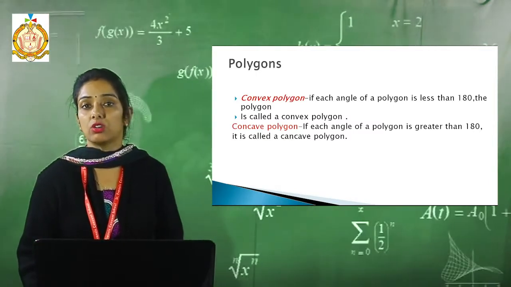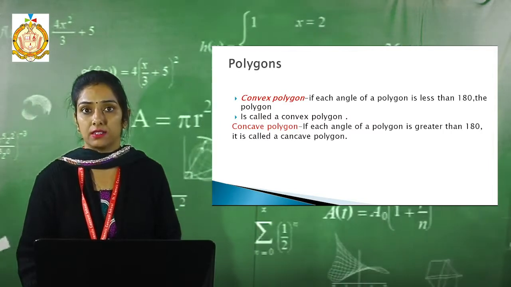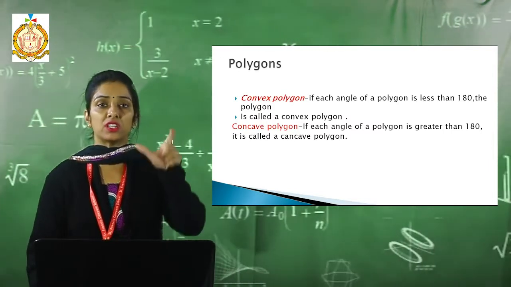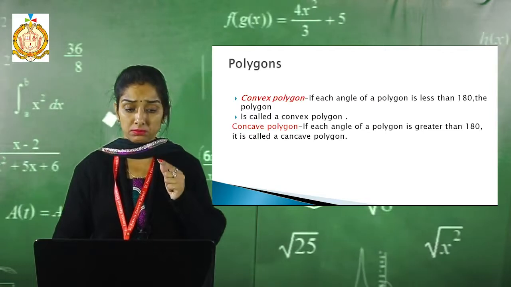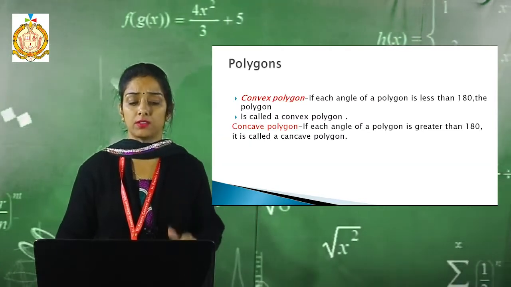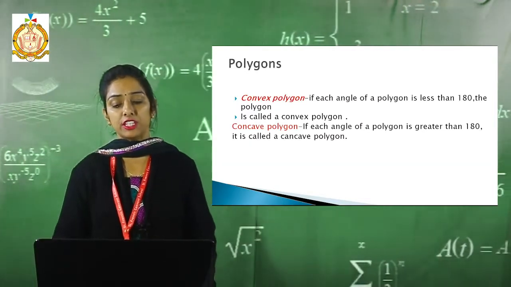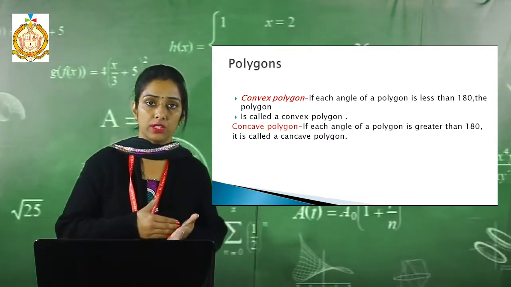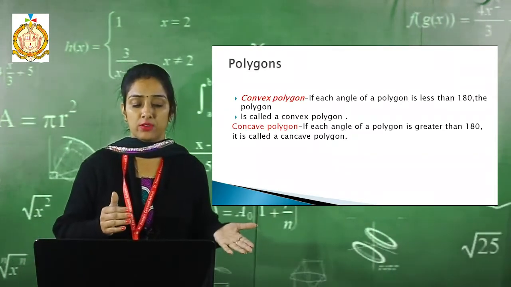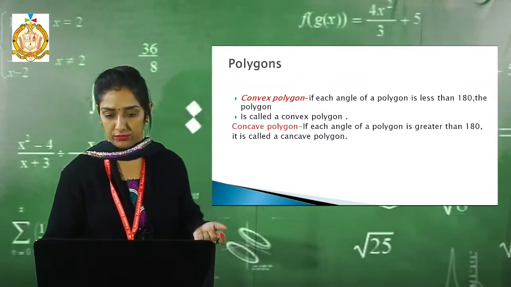If each angle of a polygon is less than 180, this polygon is called a convex polygon, and if an angle of the polygon is greater than 180, then it's called concave. So less than 180 is convex and greater than 180 is concave.